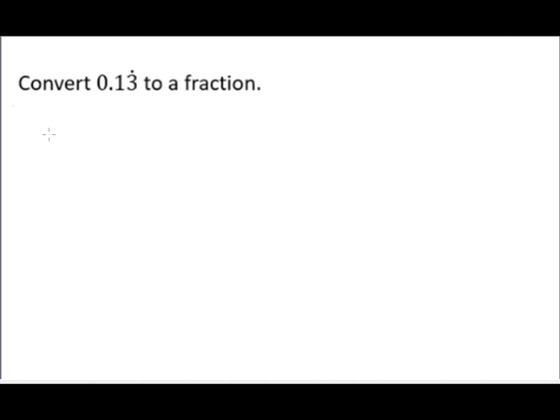Now for this question, let x be equal to 0.13, and as you can see the 3 is recurring. When we're converting recurring decimals to fractions, we need the decimal point immediately before the first recurring digit and immediately after the last recurring digit. Now in this case, the 3 is recurring. So we need the decimal point immediately in front of the 3 and immediately after this 3 right here.